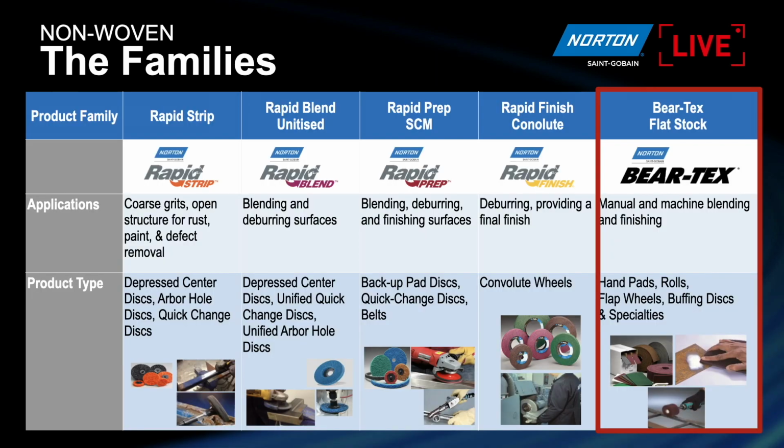Thank you. So here you can see the range of families that we have. There are 5 main families in the non-woven category. And we're going to look at the one on the extreme right, which is the Vertex hand pads.